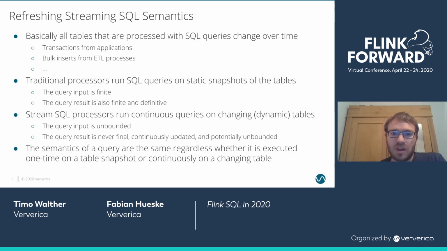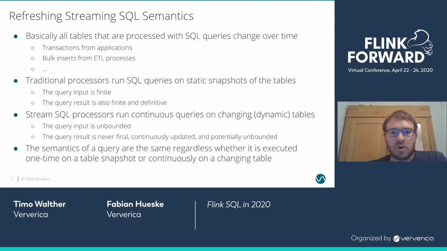That kind of depends on what changes are coming into the table and also what kind of computation the query performs. However, something that's important to note is that the semantic of a query is the same, or at least in Flink is the same, regardless of whether it is executed on a snapshot of a table or on a continuously changing table. So basically, when you have a certain query, you can run it on either a static snapshot or on a table that is evolving, that is dynamic.